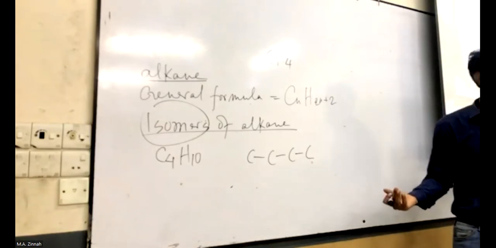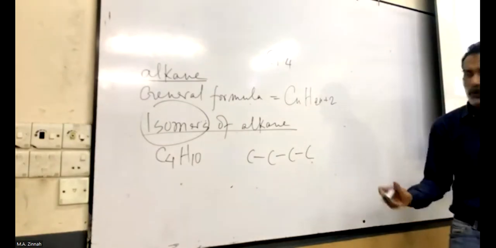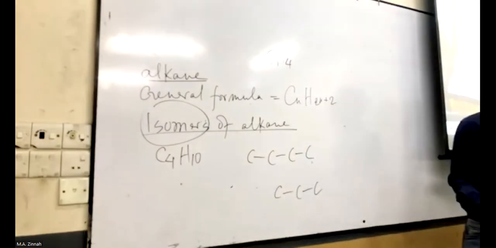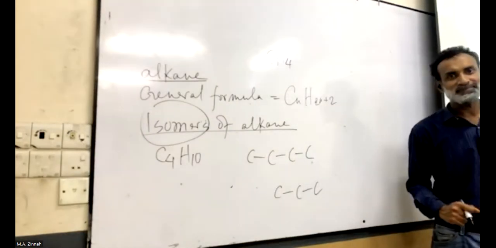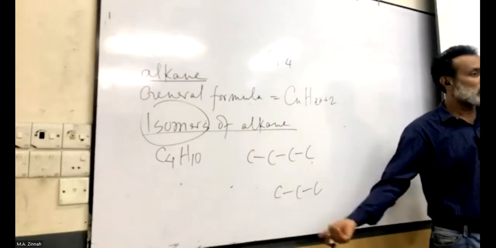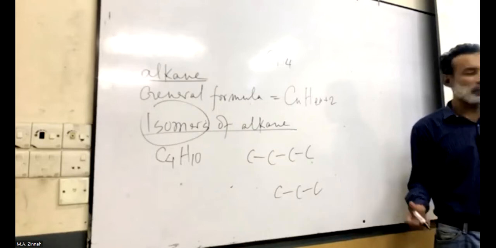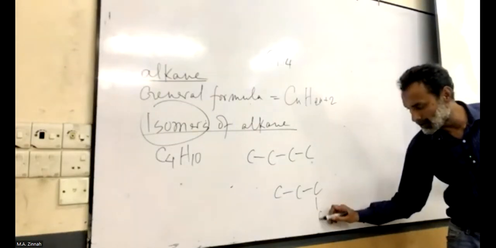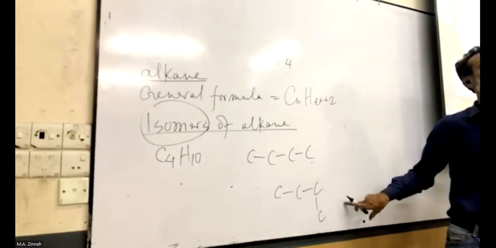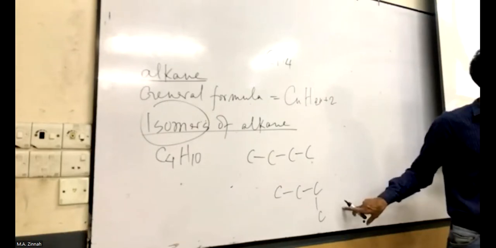And there is another option to be another compound. What is that? 1, 2, 3. 3 carbons in a chain. Where is the other carbon gone? So that would be a branch. Is this a branch? No. This and this, these 2 compounds are the same. Remember, these 2 are the same compound.